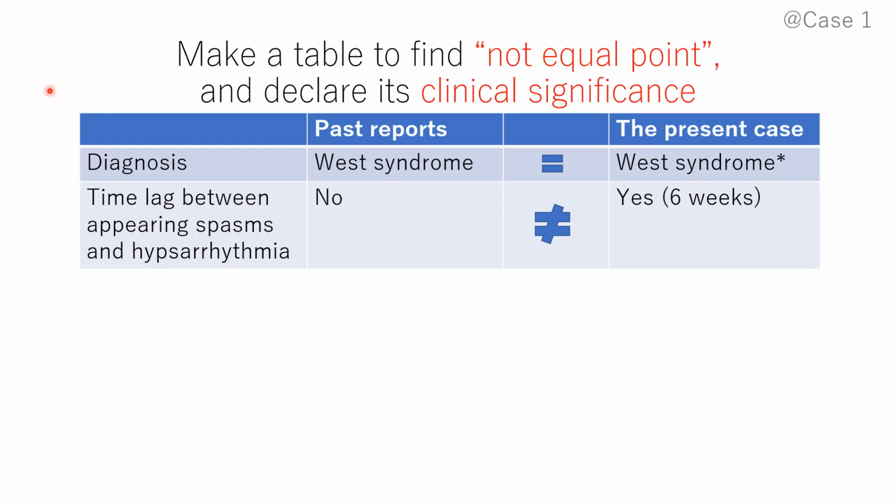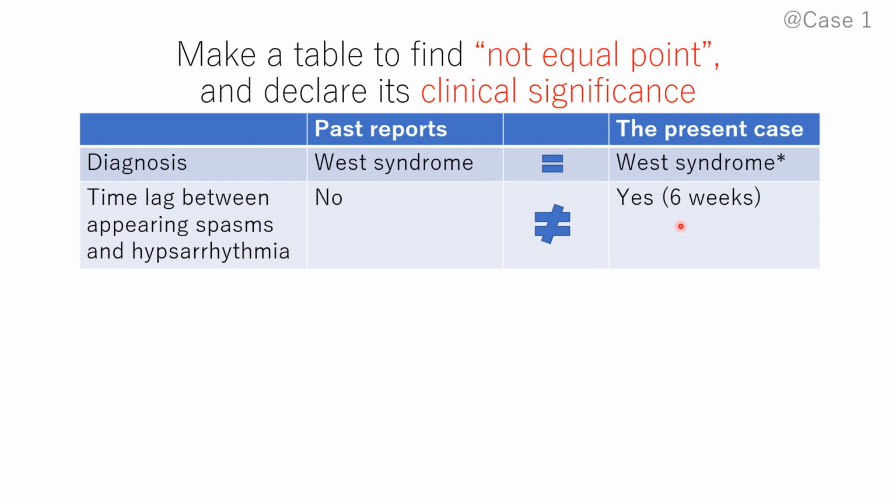So about this case, make a table to find the not-equal point and declare its clinical significance. The present case is finally diagnosed with West syndrome. But compared with the past report, there is some difference. That is, the presence of a time lag between the appearance of spasms and hypsarrhythmia.